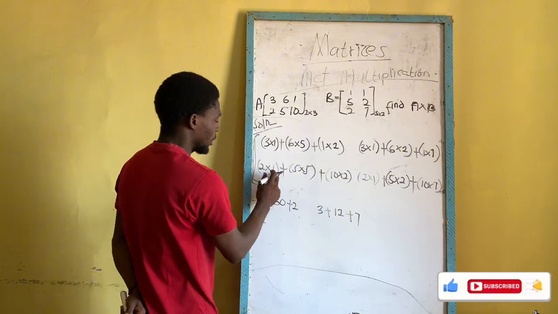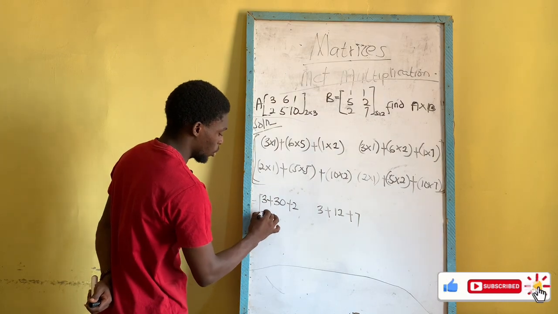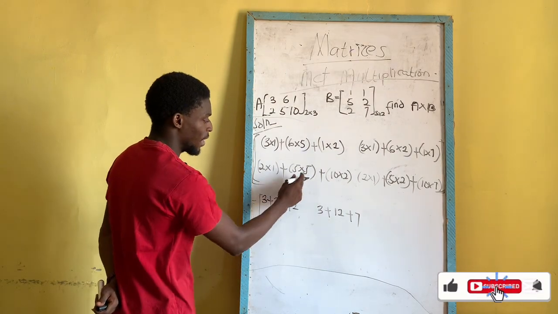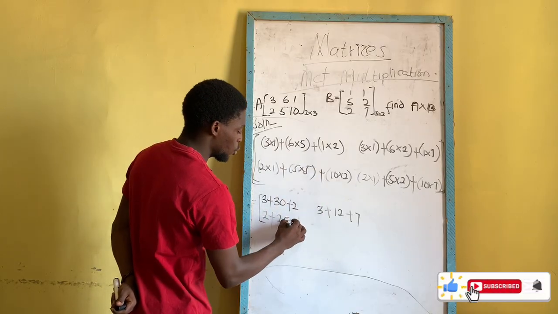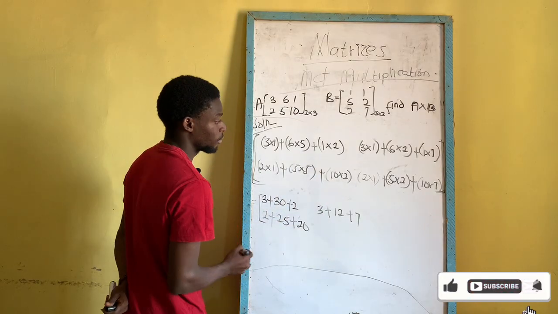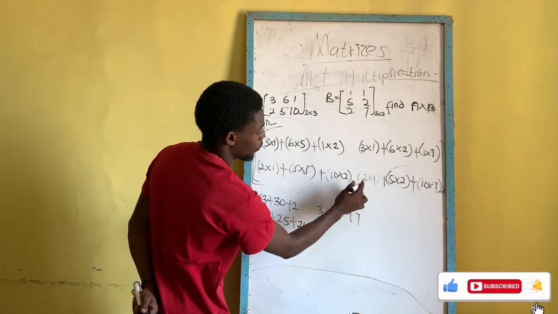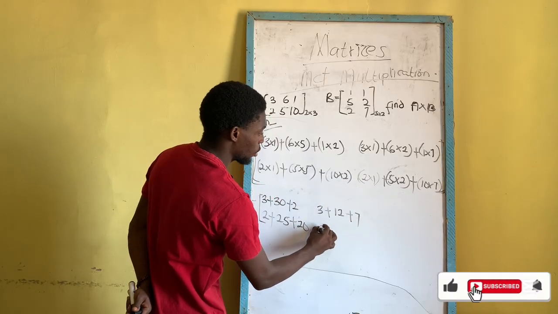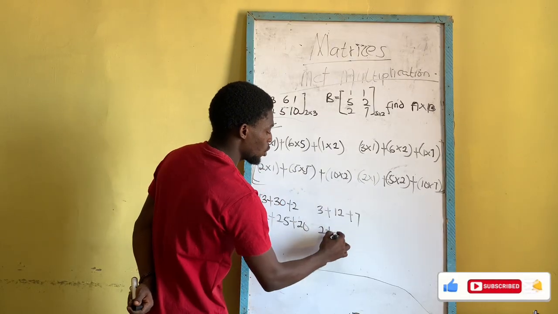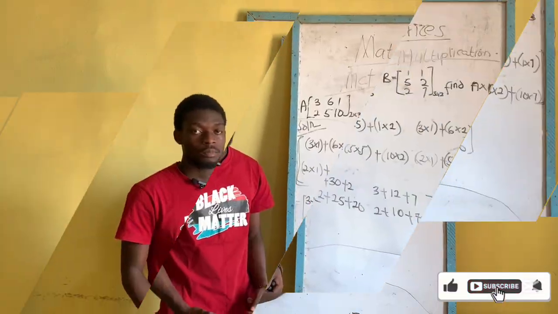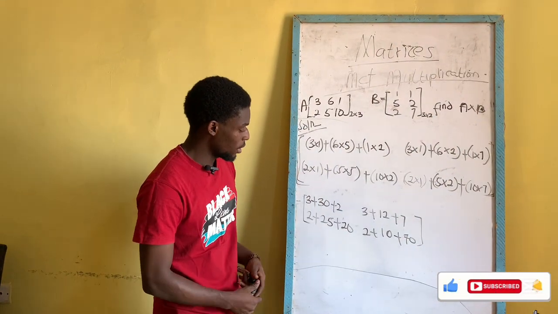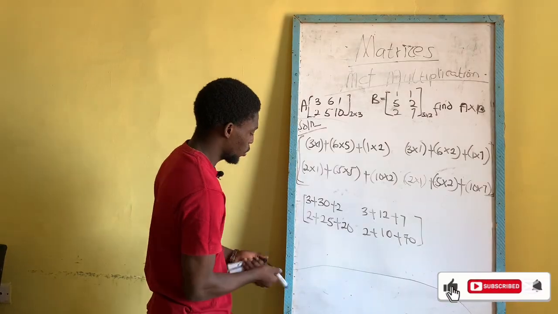Now the second one, which is 2 by 1 is 2. Plus 5 by 5 is 25. Then 10 by 2 is 20. Move to the second one, which is 2 by 1 is 2. 5 by 2 is 10. Then 10 by 7 is 70. So after doing your multiplication, now let's look at the addition aspect too.